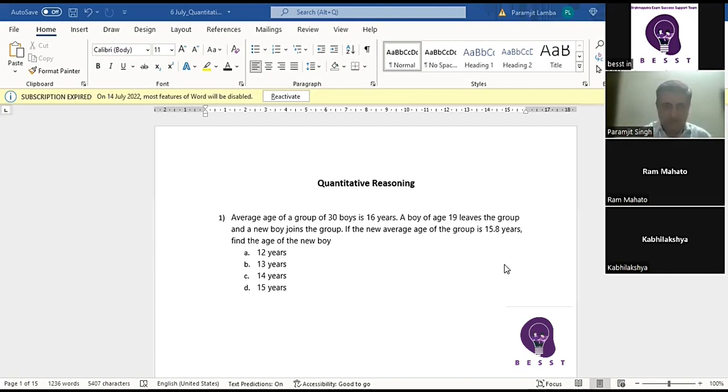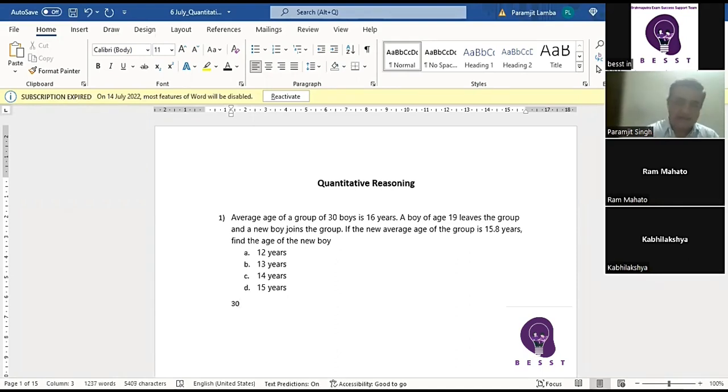We come to the first question for today, which is: the average age of a group of 30 boys is 16 years. A boy of age 19 leaves the group and a new boy joins the group. If the new average age of the group is 15.8 years, find the age of the new boy. Now, let us say the average age of 30 boys is 16 years. So how much is 30 into 16? 480 is the total age of all the 30 students.